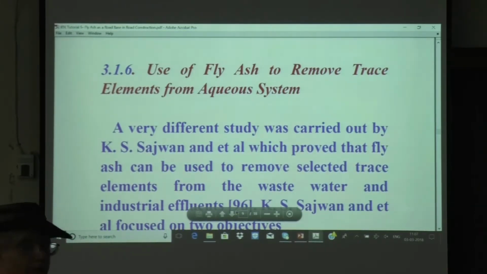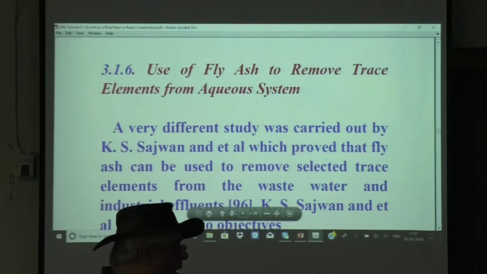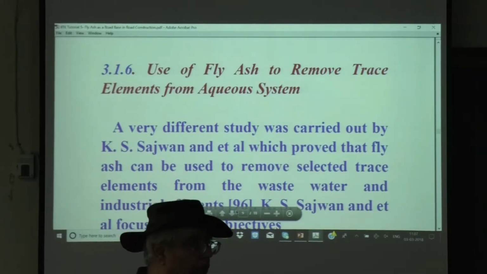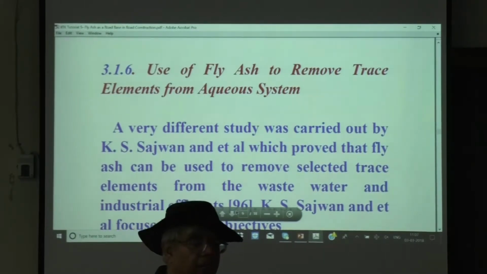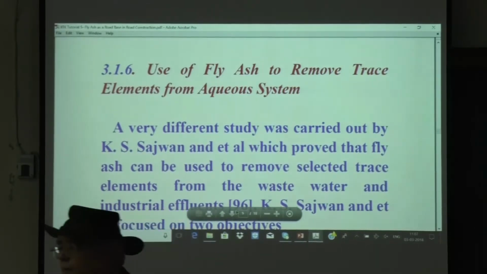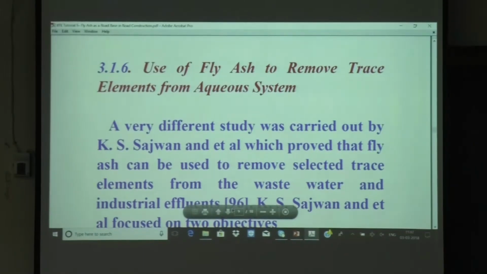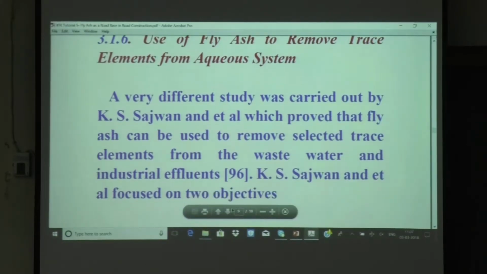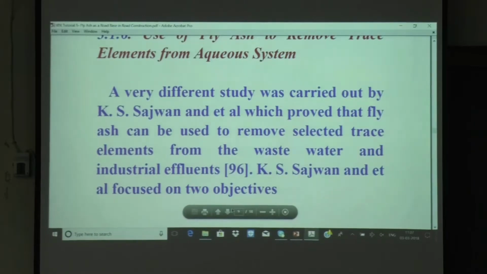These days, wherever you have a water filter, like AquaGuard and things like that, all water comes through a filter. Now, in some cases water is much better than in some other cases. So people try to use fly ash because it's a composition of ceramics. They try to use fly ash. It can be used to remove selected trace elements from wastewater and industrial effluents and make it valuable.